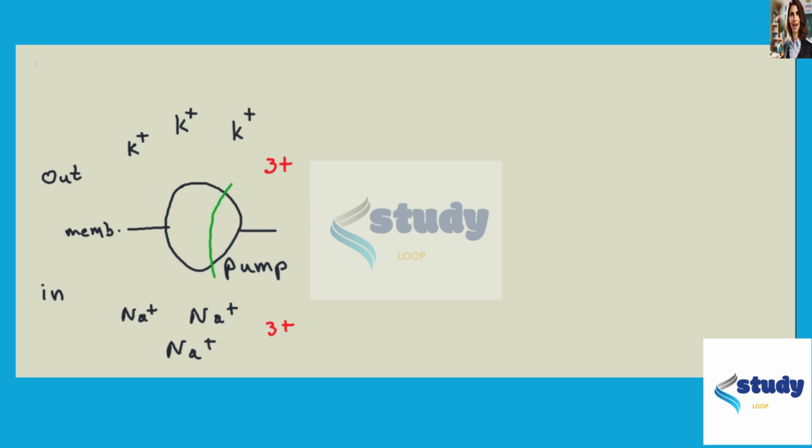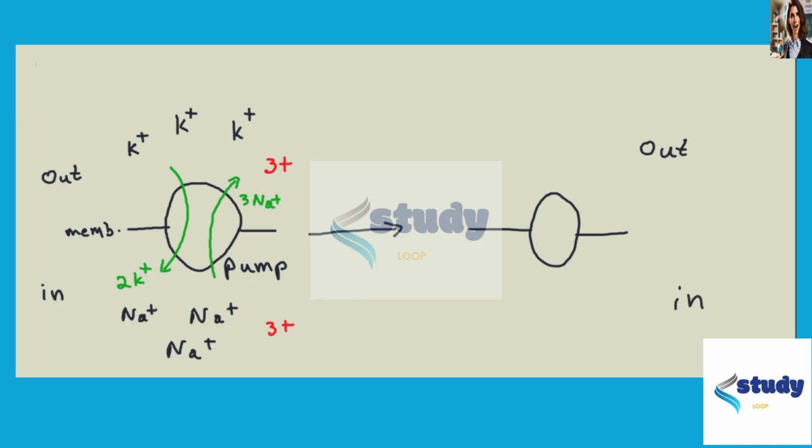It puts out 3 sodium and it brings in 2 potassium. So in this very simple example, if the pump uses one ATP to do one cycle, the scenario that we end up with, let me draw the pump here again. This is my membrane, and again, this is out of the cell, this is in.